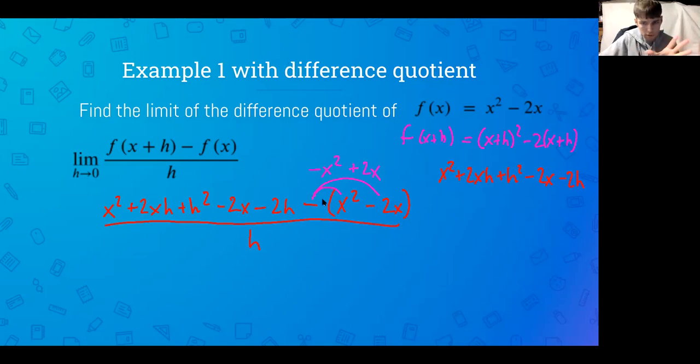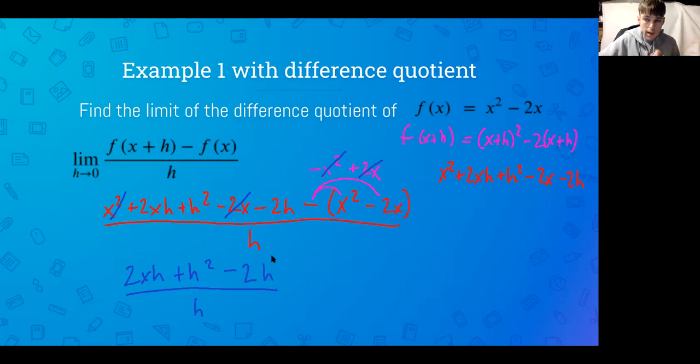Now, let's put together what we can. Let's cancel out what we can. We have x squared and minus x squared, so those can go away. We have negative 2x and plus 2x. That's it. That's all we got. So let's rewrite that. 2xh plus h squared minus 2h all over h. This is great. This is the result we're looking for.